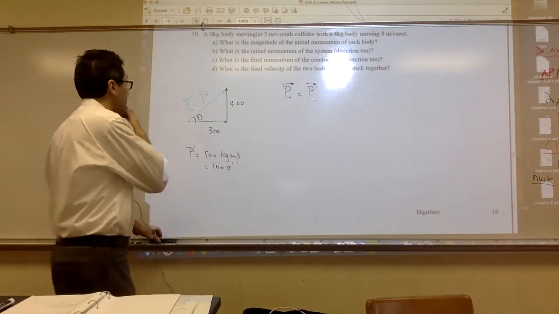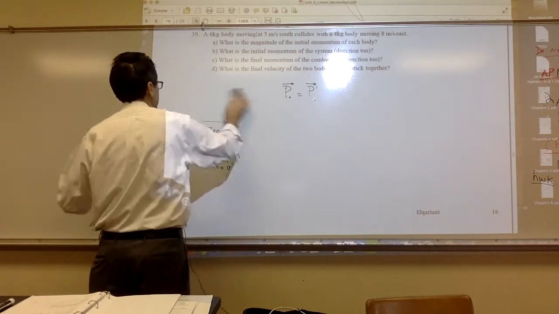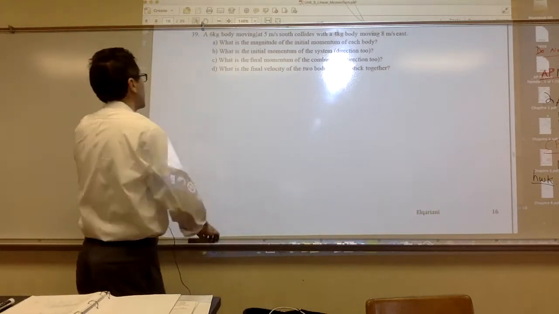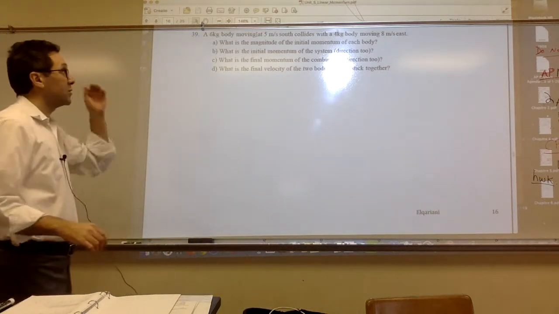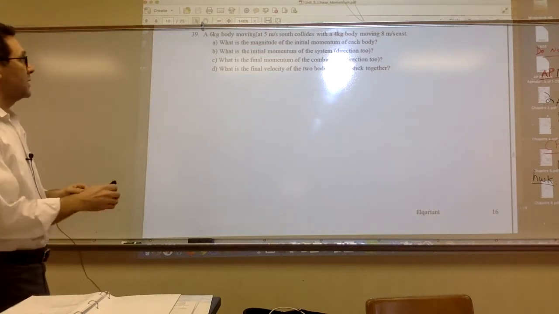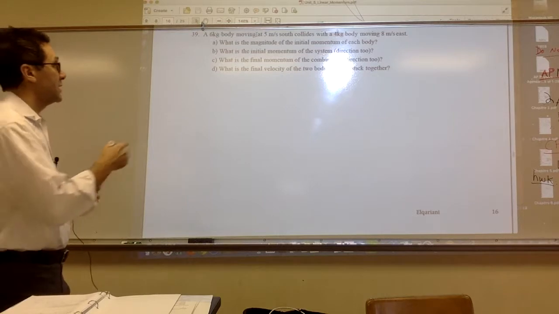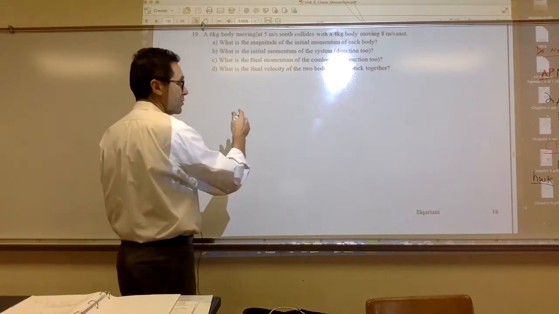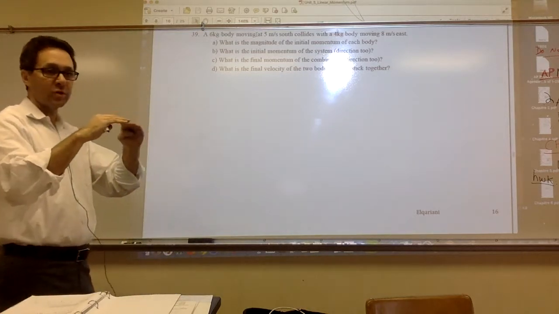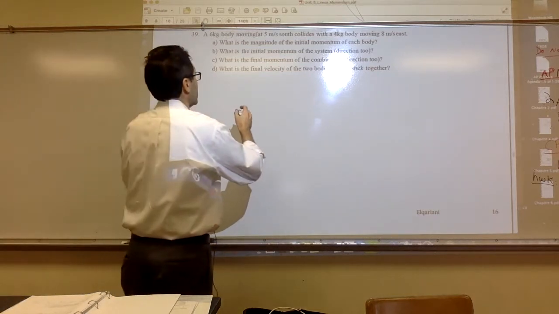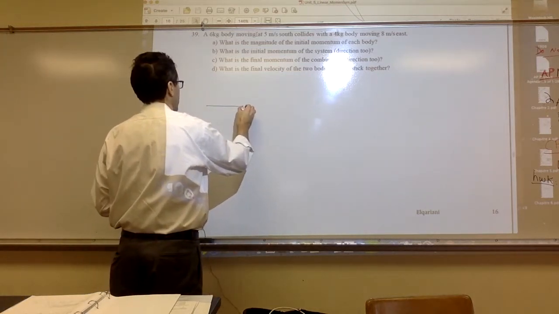Now let's look at number 39. A 6 kilogram body moving at 5 meters per second south collides with a 4 kilogram body moving 8 meters per second east. I always do east and west first because when we measure the angles, we go with the east and the west. So I'm going to go with the one going east.